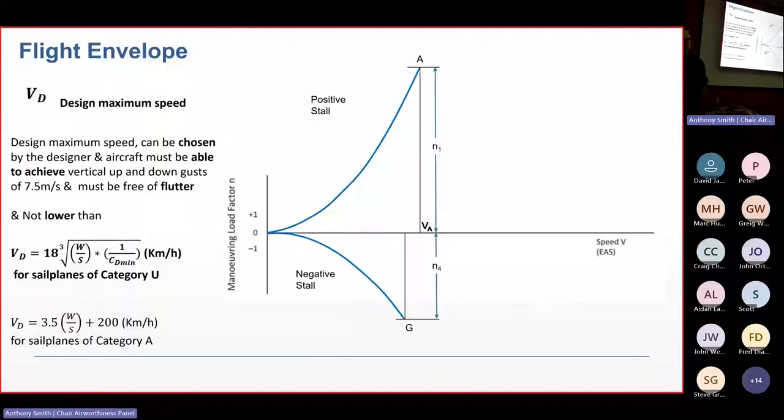Yeah. Wing loading. Weight divided by area is wing loading. So can you see the higher the wing loading is, the higher your VD is? Makes sense. And then divide by CD min. Who knows what CD min is?